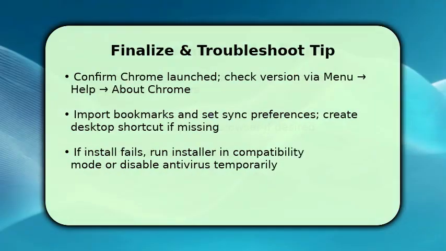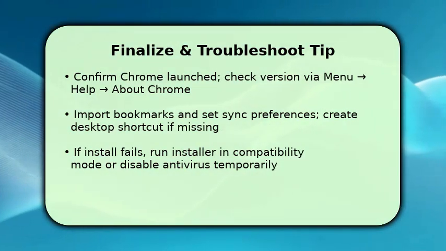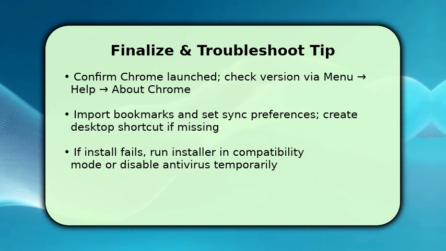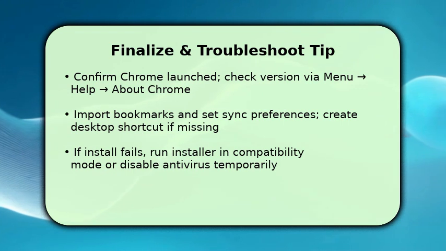Open Chrome and go to menu, right arrow, help, right arrow, about Chrome to confirm the version and automatic updates are active. Once confirmed, import bookmarks from other browsers and set sync options for passwords and history. Create a desktop shortcut if you want quick access.